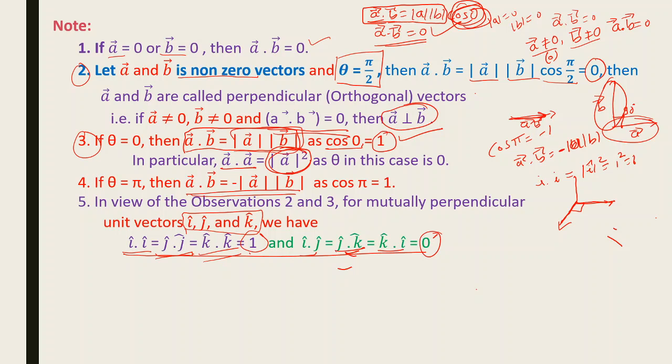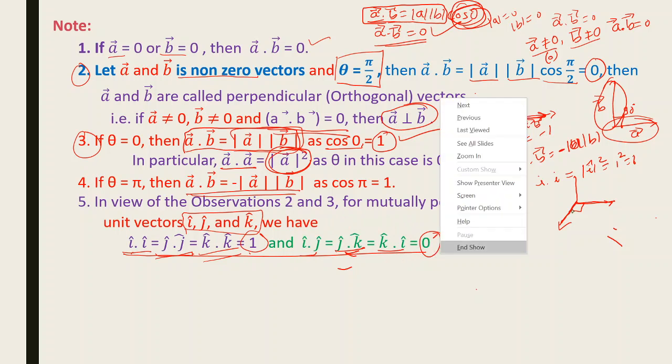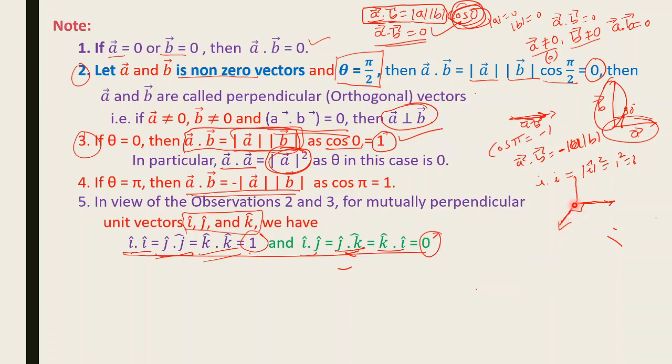So please note this point, dear students: i dot i, j dot j, k dot k is equal to 1. How do we get 1? I have already discussed this point. And i dot j, j dot k and k dot i will also be equal to 0, for the reason I discussed here: the angle between ij, jk or ki is 90 degrees. That's the reason this will be equal to 0.